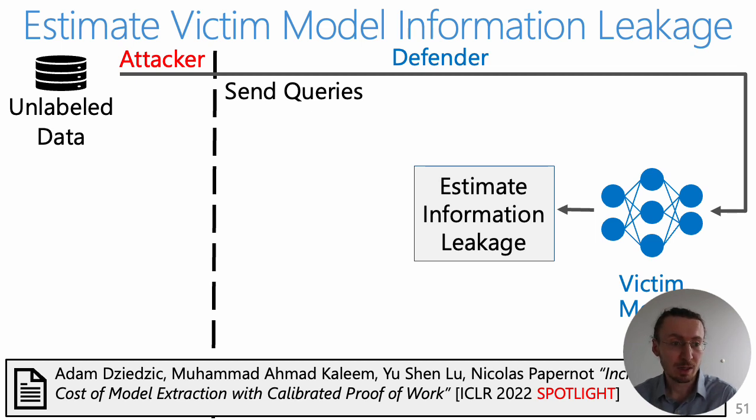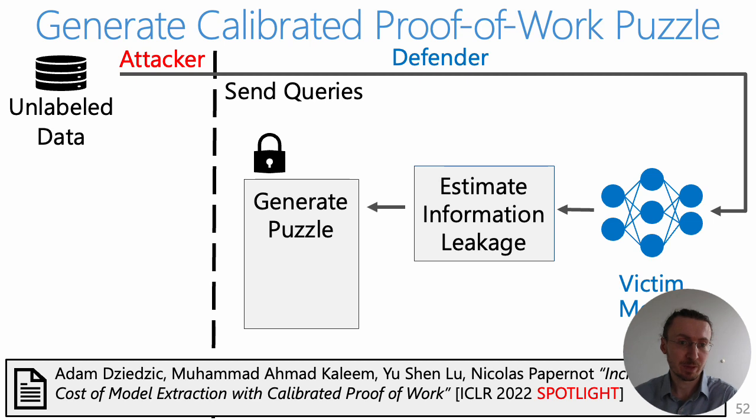So this step will be discussed very soon, based on privacy methods as well. Once we estimate the information leakage, we generate a puzzle whose difficulty is calibrated using the estimated query cost. So the puzzle can be of different forms, and here by default this is based on proof of work.